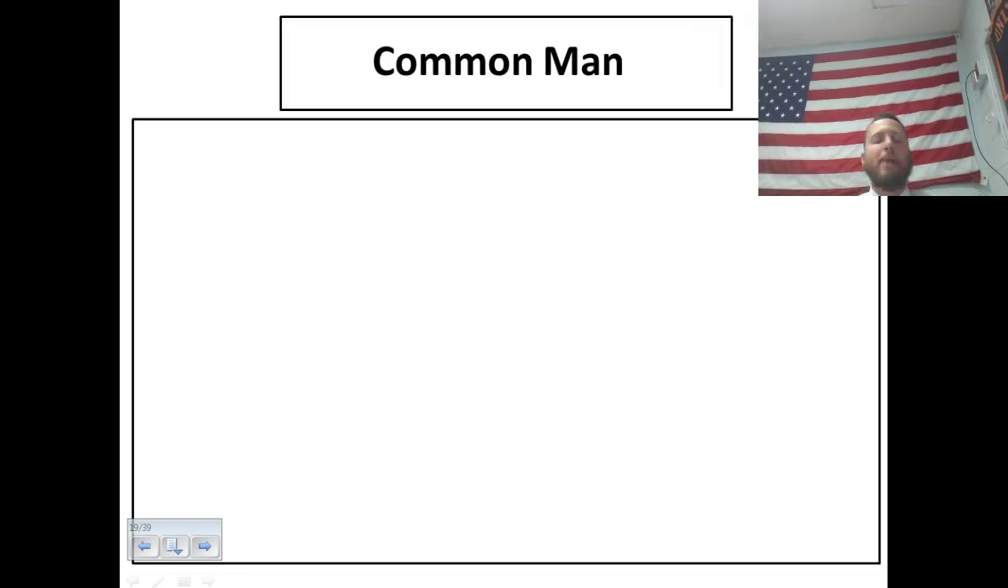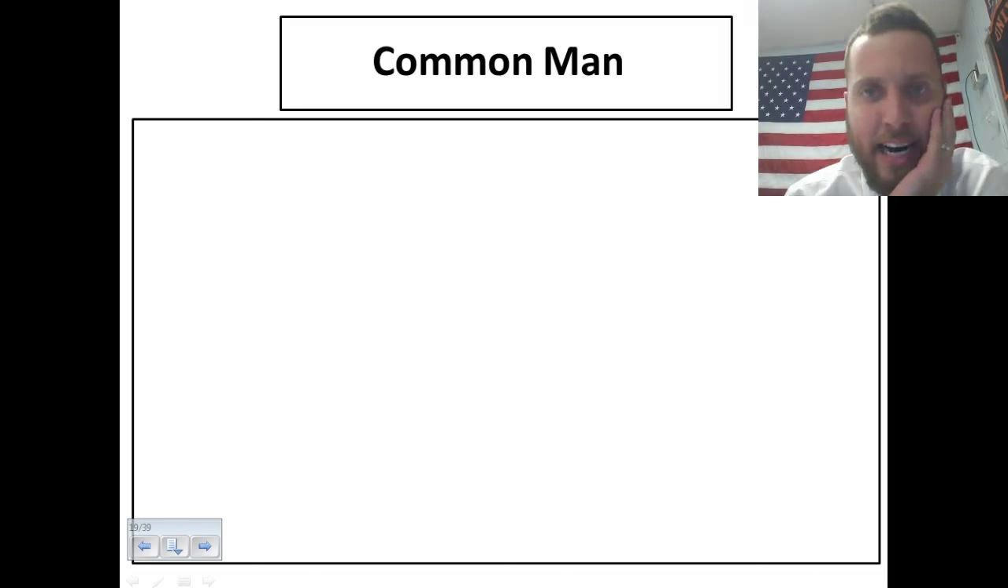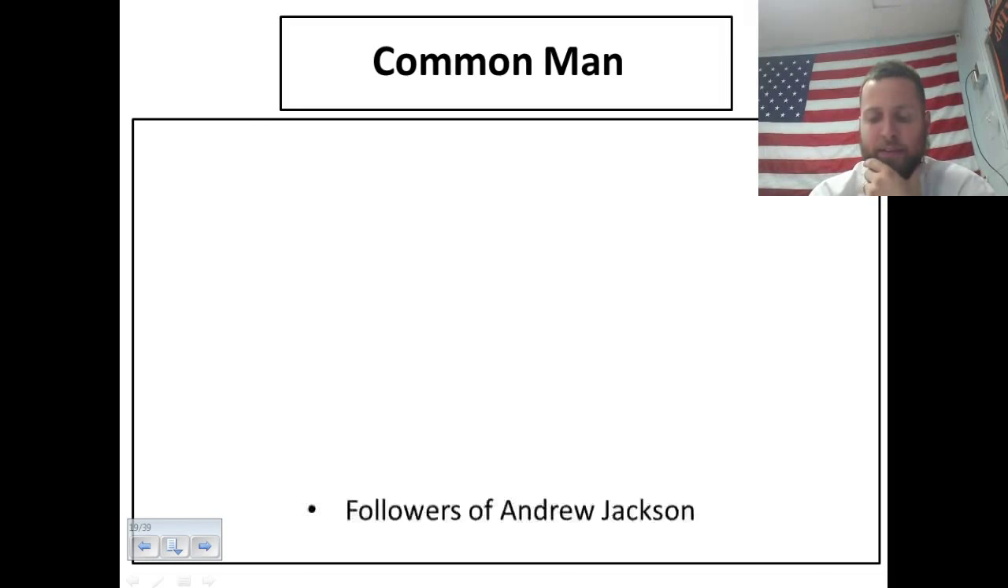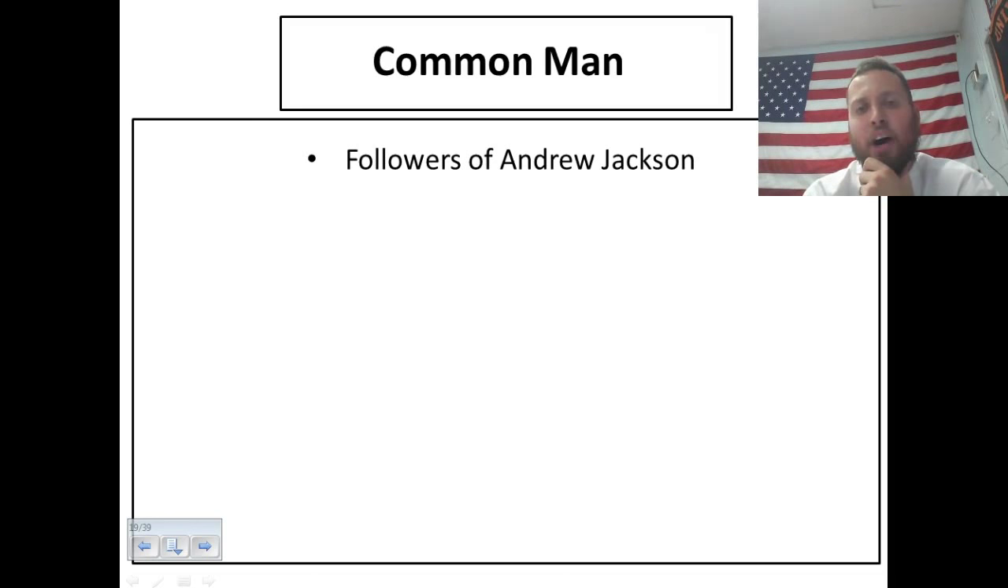Right, common man. The common man, not the fancy boy, not the slick boy, just the common man. Flip it over to the back side. Let's start rolling with some info. Okay, what's this about? It's a follower of Andrew Jackson. Followers of Andrew Jackson were known as the common man. You write that one down.